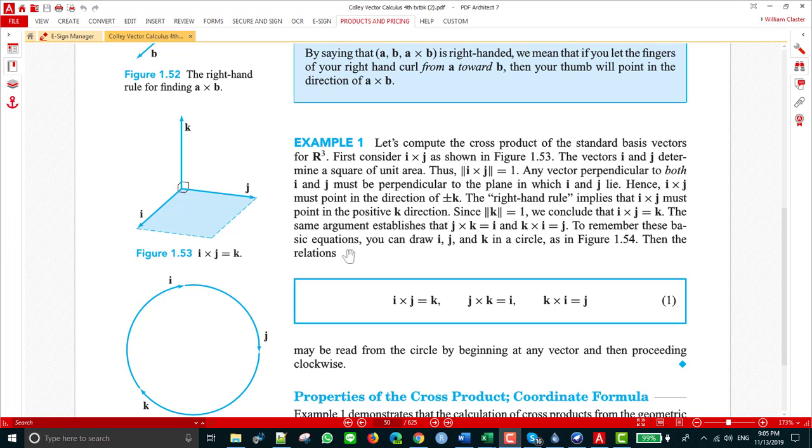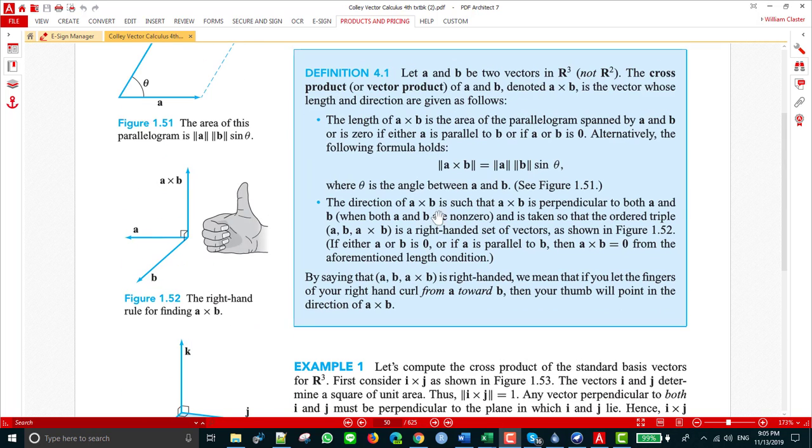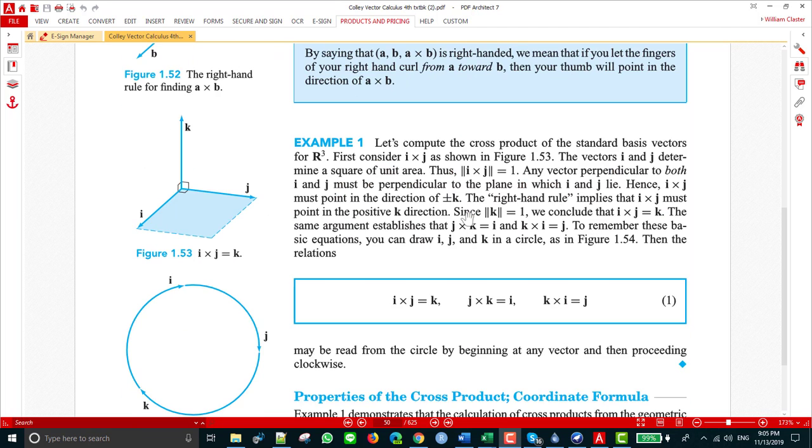And then what's the magnitude? So how big is i cross j? It's going to be the magnitude of i, which is 1, times the magnitude of j, which is 1, and the sine of the angle between them, which is 1. So it's going to be 1. In other words, it's going to be exactly k, because the magnitude is 1 and the direction is k.